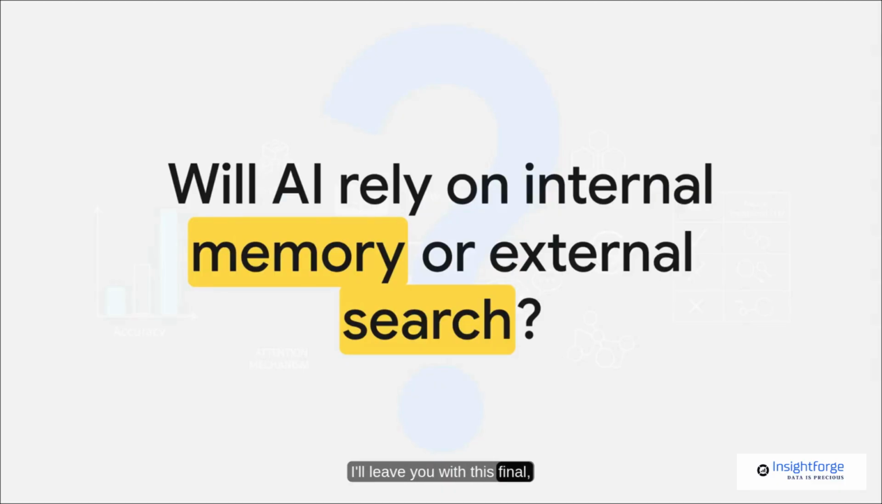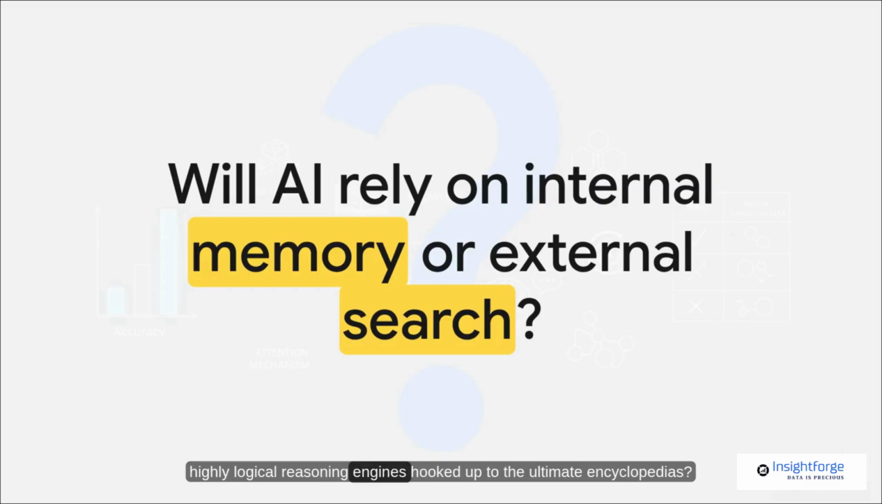I'll leave you with this final, provocative thought to ponder as you continue your studies. As vector databases get faster and retrievers get more accurate, will the future of artificial intelligence really rely on building models with massive, trillion-parameter brains? Or will we just build smaller, highly logical reasoning engines hooked up to the ultimate encyclopedias?